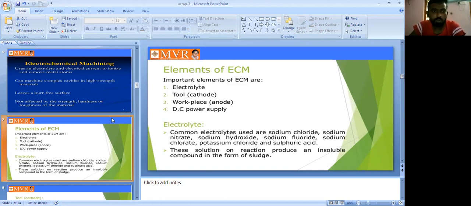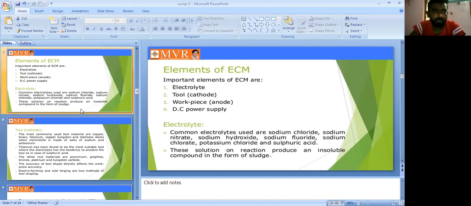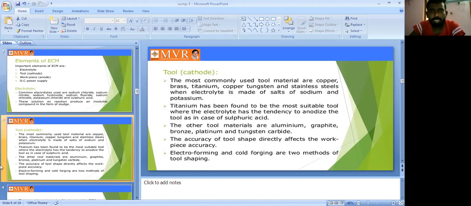Next, the tool, which is the cathode. The most commonly used tool materials are copper, brass, titanium, copper-tungsten, and stainless steel. And the electrolyte is made of salts of sodium and potassium.